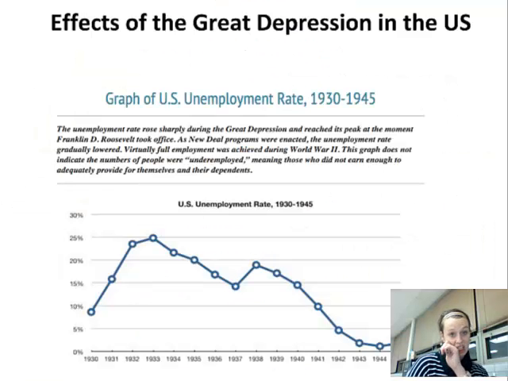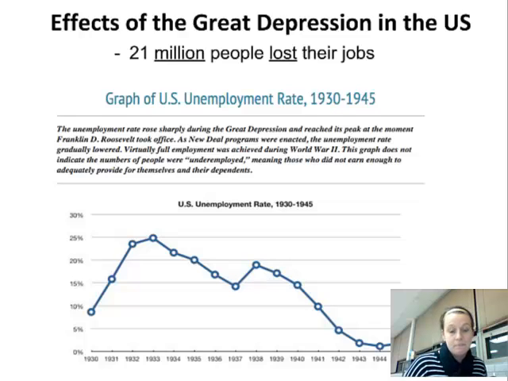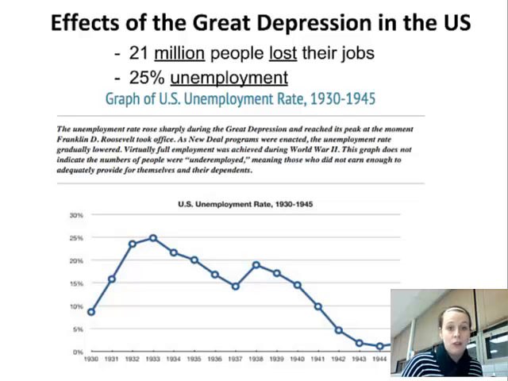So here you can see a graph of the unemployment rate in the United States. The highest rate of unemployment during the Great Depression was 25%. So this is 1/4 of all people in the United States. So 21 million people total lost their job, resulting in 25% unemployment.